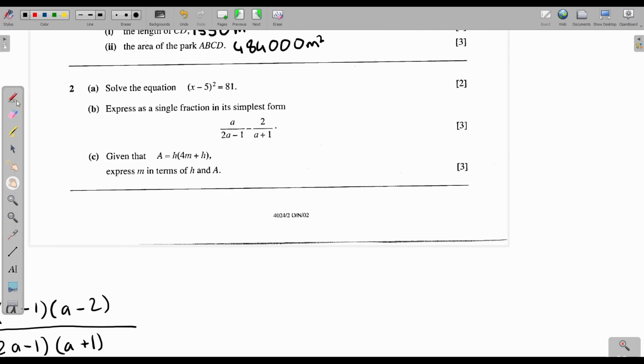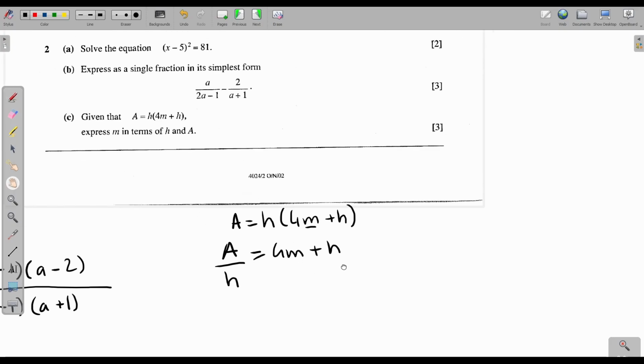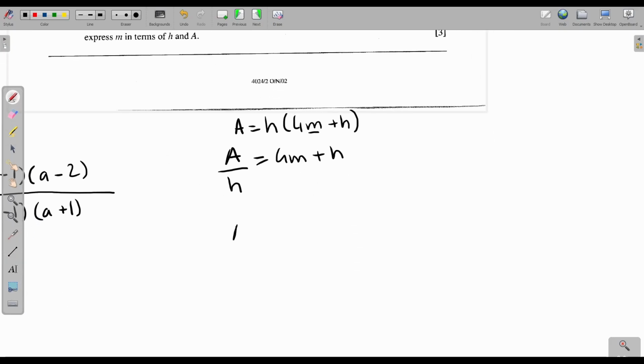All right, in that last part, we have given that a is equal to h over 4m plus h, and we need to express m in terms of a and h, so we just need to make m the subject of this. So the first thing I can do is divide both sides by h, so we get a over h, and then on this side h gets removed, so we are left with 4m plus h. All right, now we can subtract h from both sides, so a over h minus h is equal to 4m. All right, so far so good.